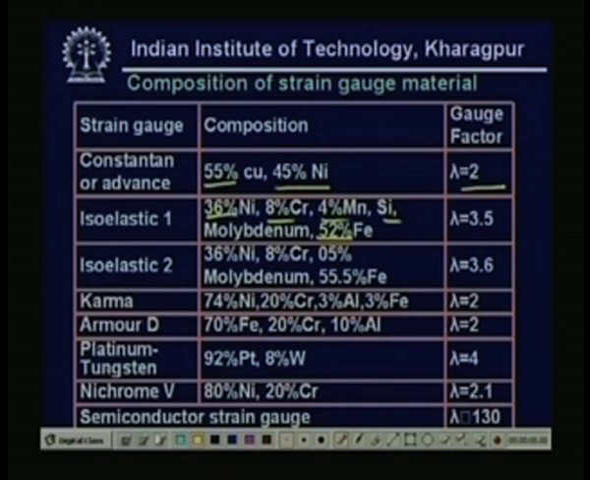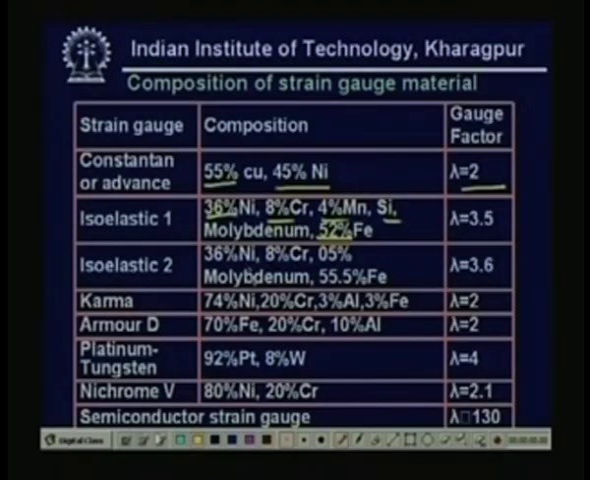These are all trade names, because the strain gauge was first developed commercially, mostly in the industry. So, they gave some trade names. Later on they gave the composition, but those are the funny names they have given, constantan, isoelastic, like that. Then we have molybdenum isoelastic 2, which is 36% nickel, 8% chromium, 0.5% molybdenum, and 55.5% iron or steel. So, lambda is 3.6, not very high.